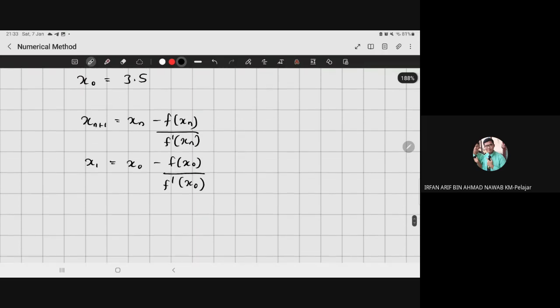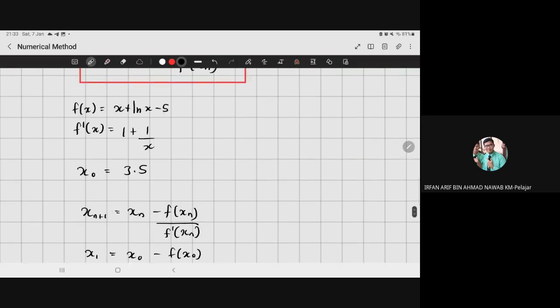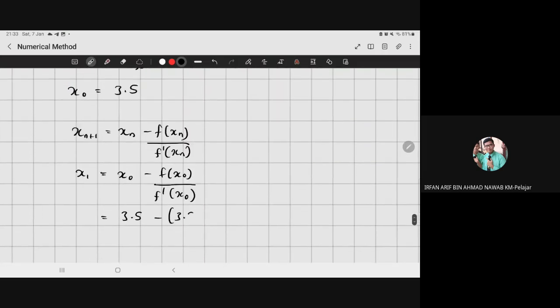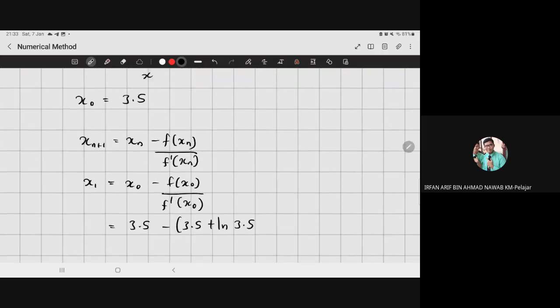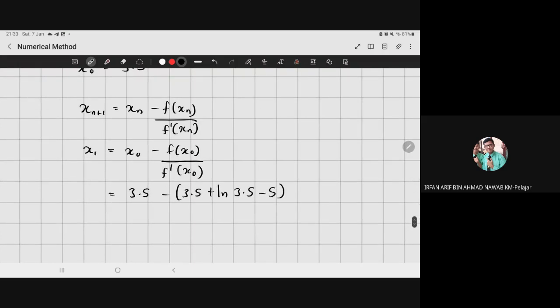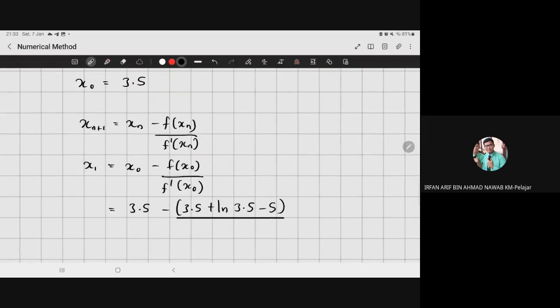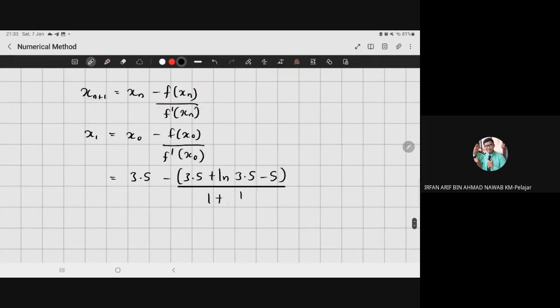So now all you have to do is just 3.5 minus, just substitute the value: 3.5 plus ln of 3.5 minus 5, divided by the first derivative, substituting the value, 1 plus 1 over 3.5. So here you go. Now, it would be tedious if you have to do it all over again for the next iteration and the next one, and so on. It will be very tiring.